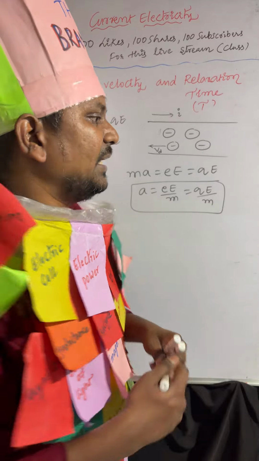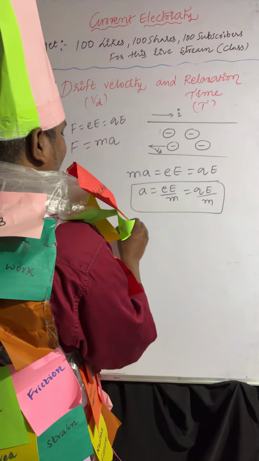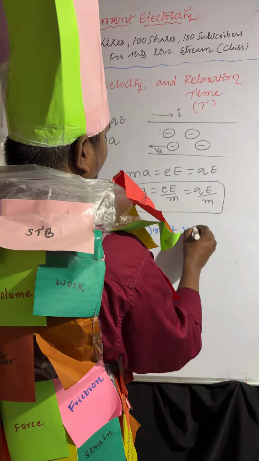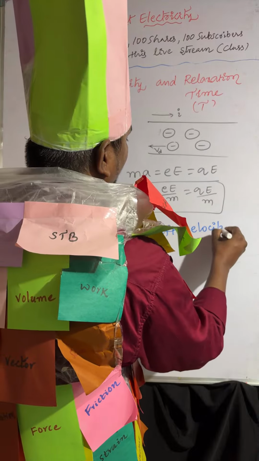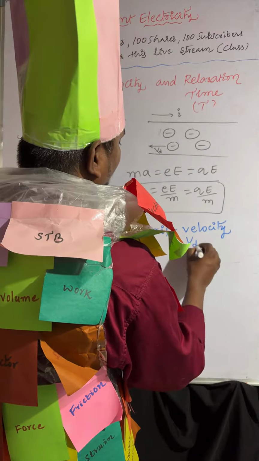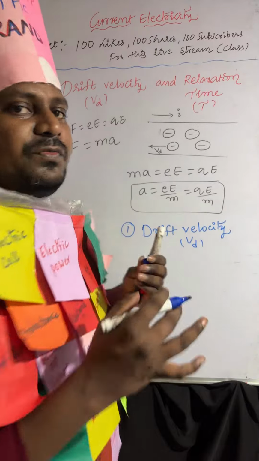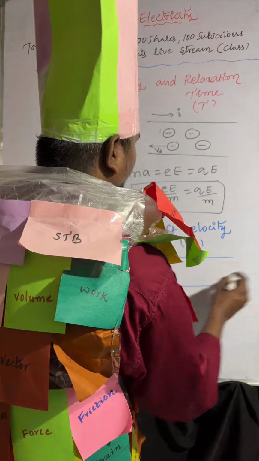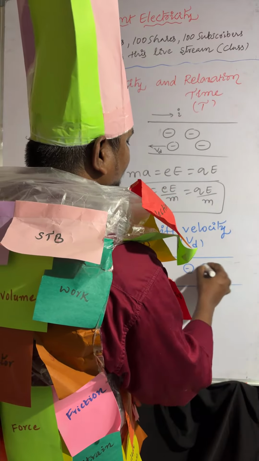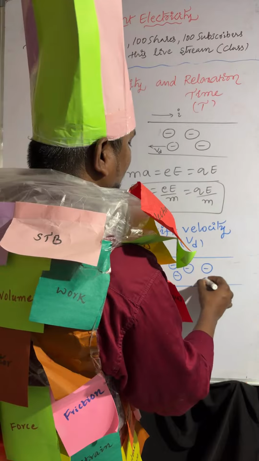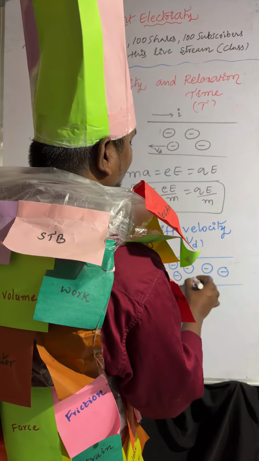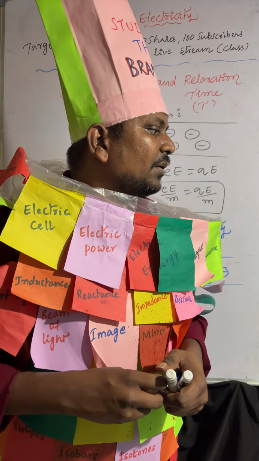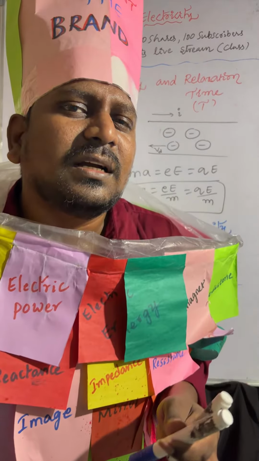So coming to the drift velocity and relaxation time. First one is drift velocity, that is VD. We'll discuss drift velocity briefly. So here you can observe this is the conductor. Electrons are moving in the conductor.